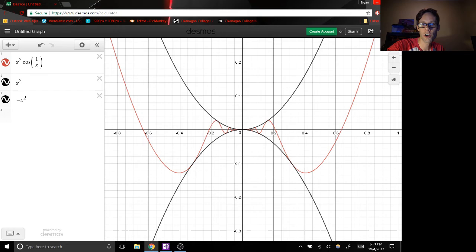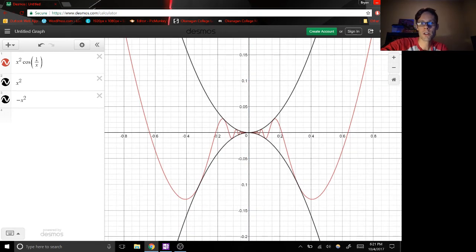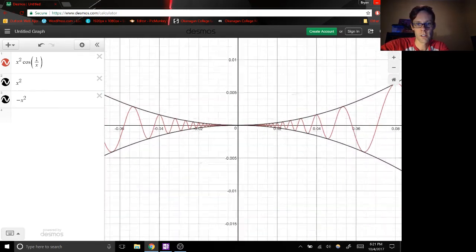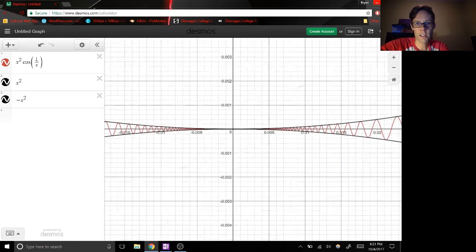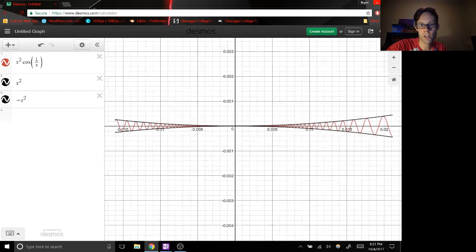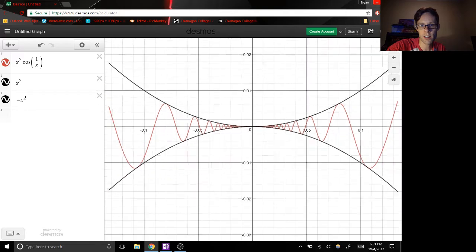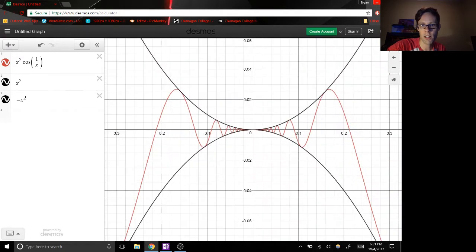What we're going to try to show is that as we get closer and closer to 0, you can see that this red function is getting squeezed into y equals 0. So its limit as I get closer to x equals 0 is going to be y equals 0.